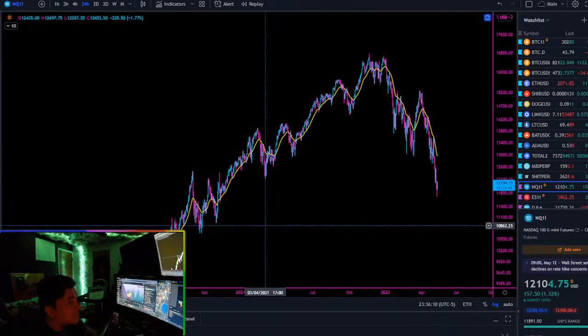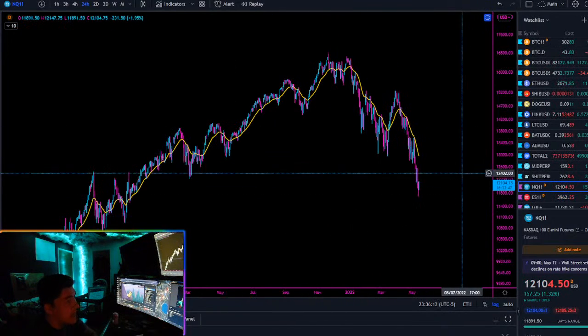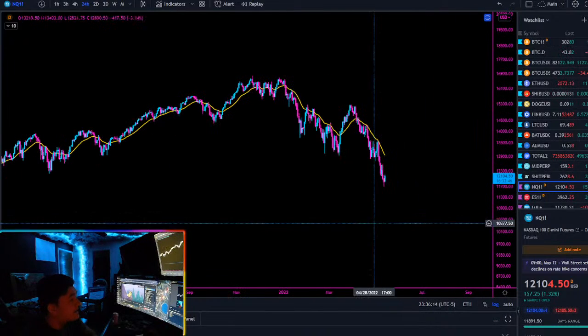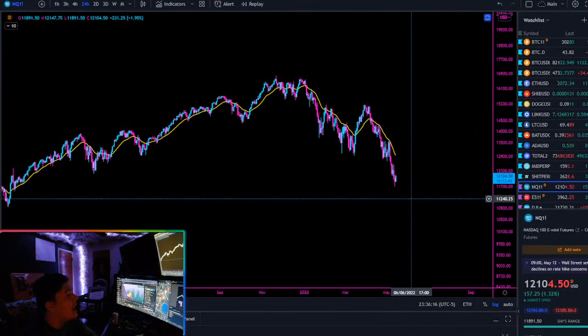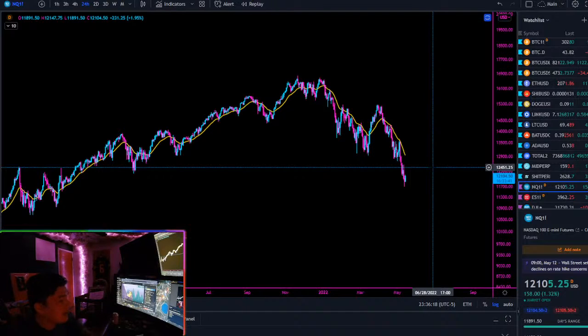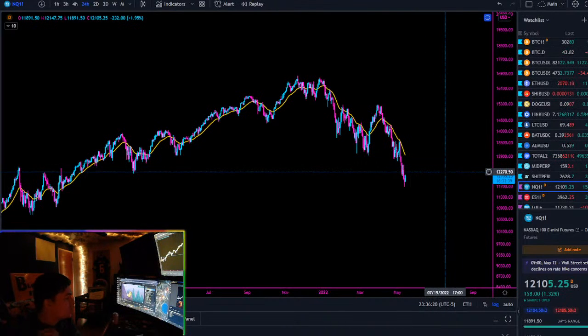People have made fortunes off of this moving average strategy. I intend to make fortunes as well as I continue my trading journey. And that's where I'm going to leave it. That's the 21 exponential moving average strategy at its basic core.